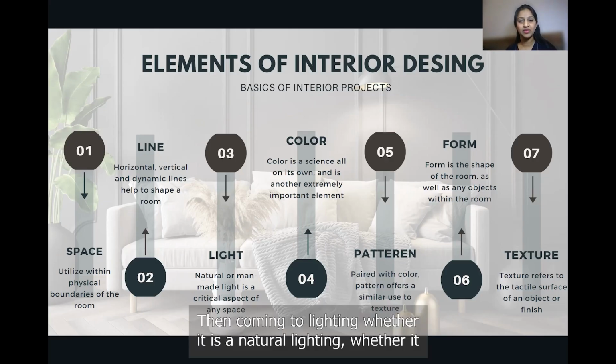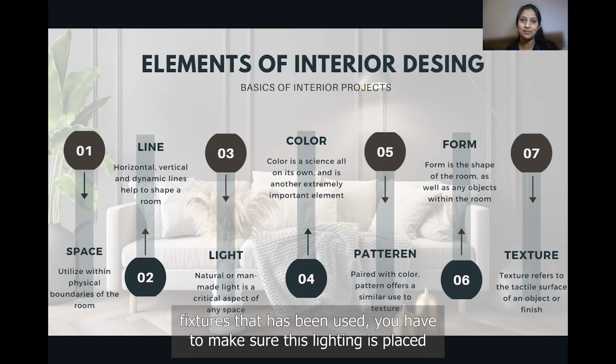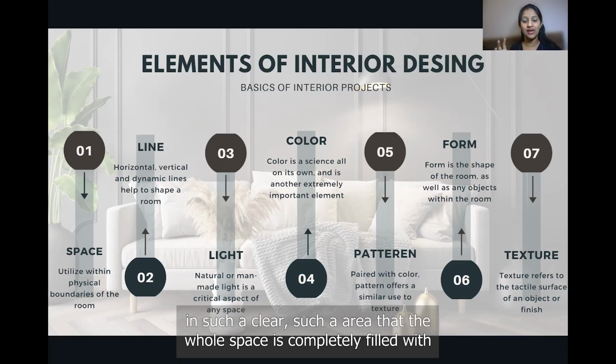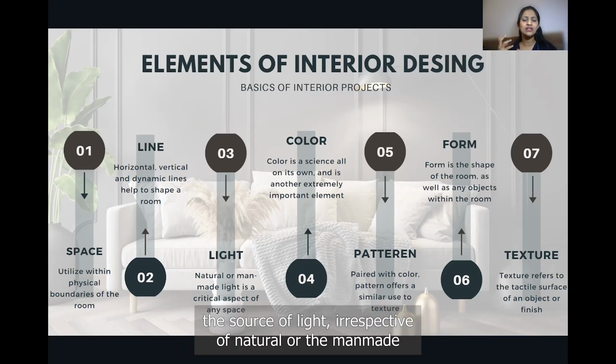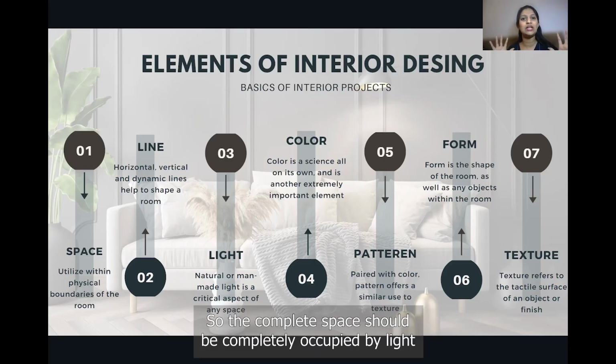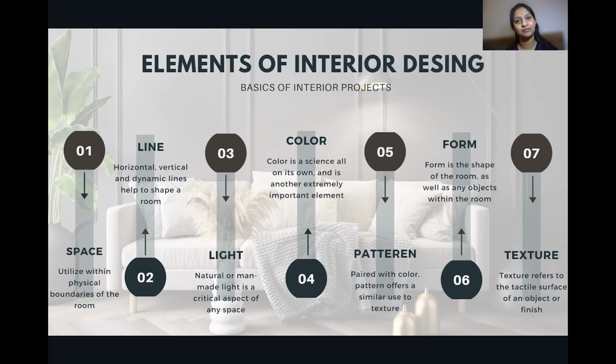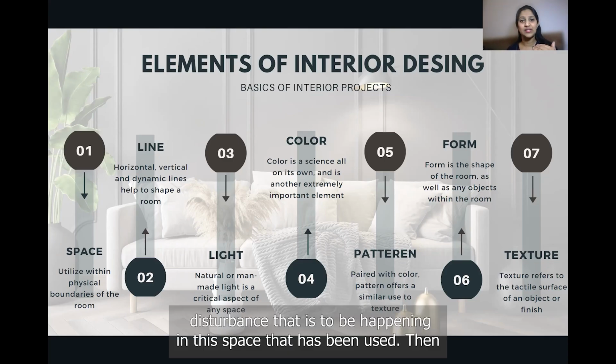Then coming to lighting, whether it is natural lighting or man-made, artificial lighting, different kinds of light fixtures are used. You have to make sure this lighting is placed in such an area that the whole space is completely filled with a source of light, irrespective of whether natural or man-made lights are used. So the complete space should be occupied by light and should be bright enough so that there isn't any disturbance in the space that has been used.